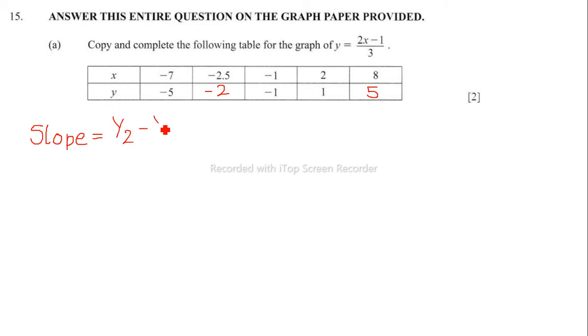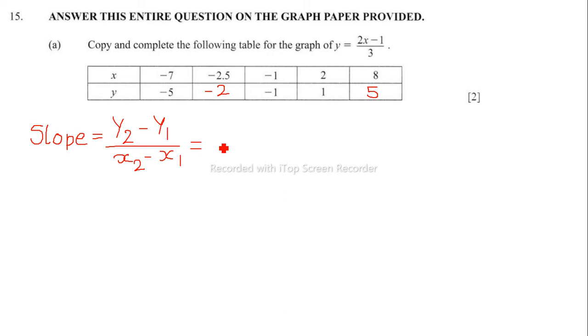y2 minus y1 divided by x2 minus x1. Okay, can I tell you my answer? Yeah, tell me your answer. Okay, in my book, I think I got -7 on the top. And then on the bottom, I think I got -9.5. But I could be wrong, depending on how I calculate it.